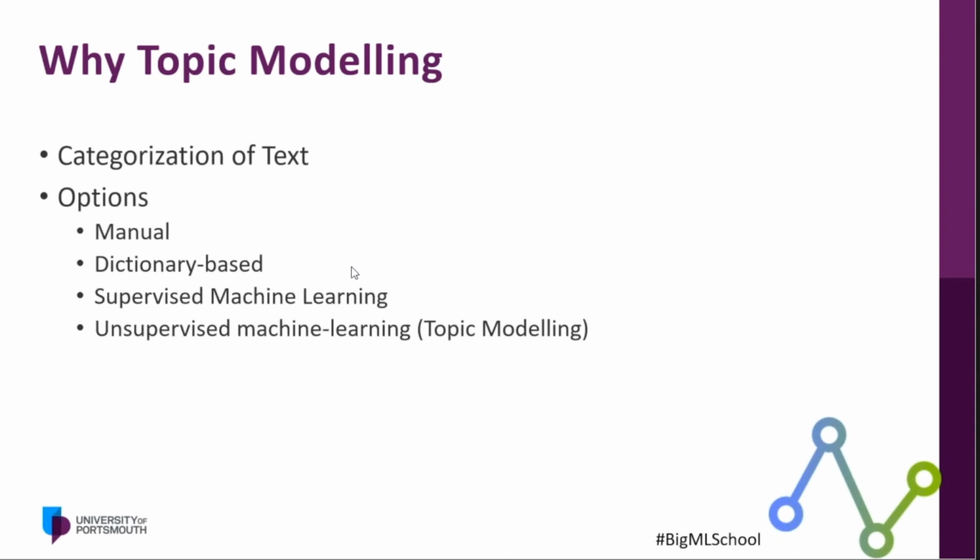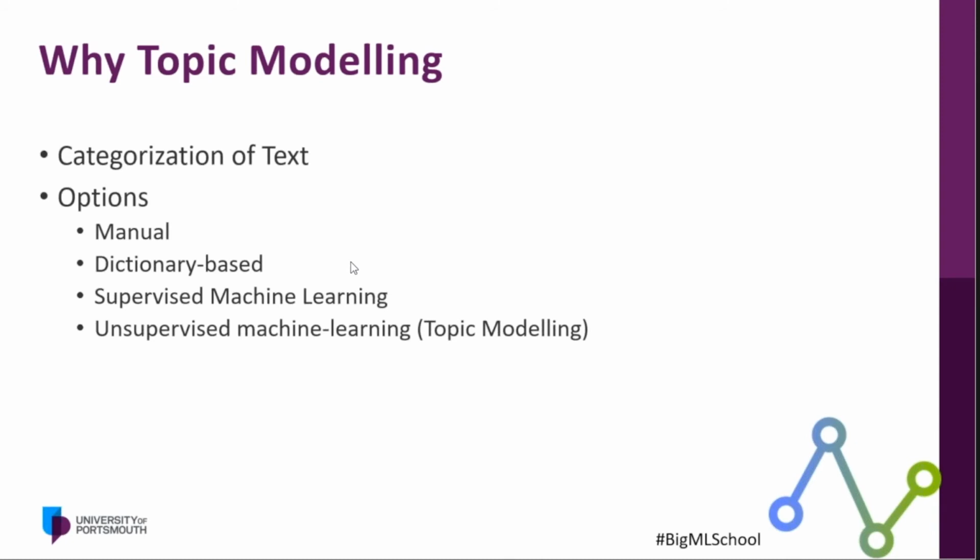So that's the background. And now why topic modeling? Because it allows us to categorize text. There are many options. You can do manual text categorization. That's resource intensive. Can't get that done in an hour. You can use dictionary based, either manually or automatically, but then that does require a dictionary to exist for the terms that you want. Supervised machine learning does require labeled data and can be used in some cases.